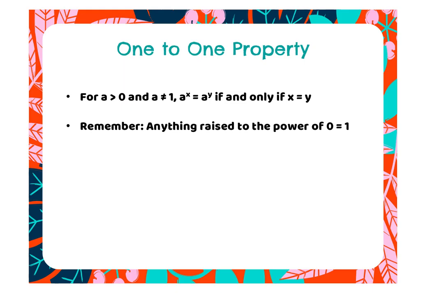All right, the one-to-one property, this is something that we're going to use now, and it's going to keep coming back in each section after this. The one-to-one property says, for a greater than 0, so our base is not negative, and not equaling 1, a to the x equals a to the y if and only if x equals y. Basically, if I have two numbers with the same base, then I can literally ignore the base and set my exponents equal to each other.